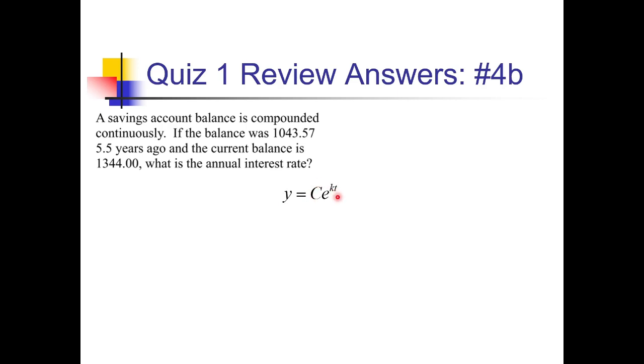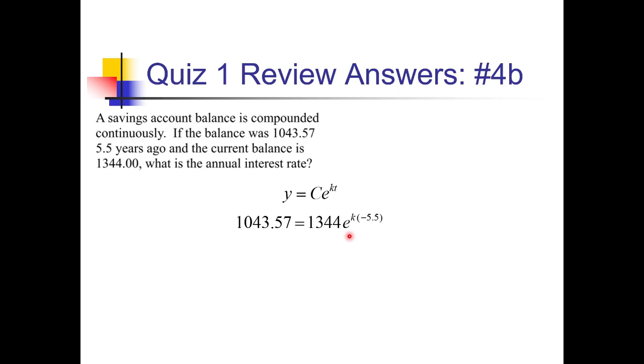All right, well, the y value, that's kind of like the target value, the changed value. That's going to be this 1043.57 because that's the non-current balance, so we'll put that in. And the current balance is this 1344. And now for time, well, this 1043 value holds 5.5 years ago. So we're going to use negative 5.5 for t. And at this point, we just have to solve for the k value.